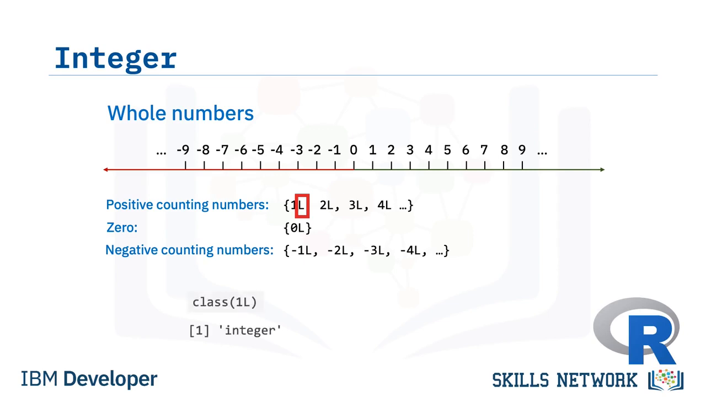If you use an R function called class on an integer like 1L, R will return its data type as integer. You can also use the is.integer function to check if 1L is an integer. The is.integer function returns a Boolean value true for the value 1L, meaning it is an integer.